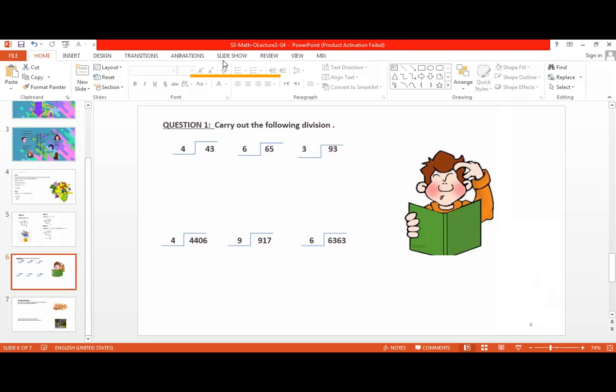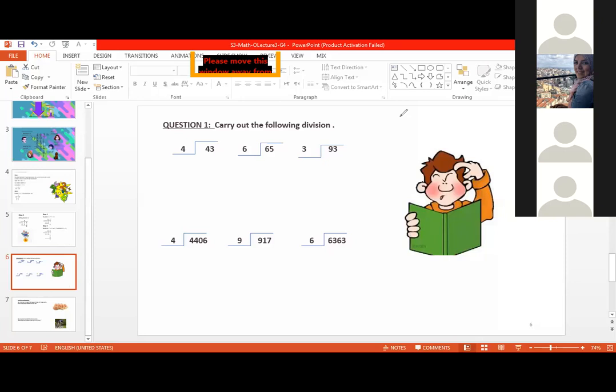Do you want me to do the first one for you? Yes, easy. Yes. Yeah, I'm going to do the first one so that you would bring your copybooks by this time. So let us take the first one. Guys, mute yourself. So let us start with the first one. So we take the four, because four is equal to four, so I can take it.